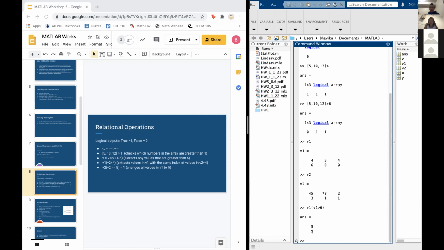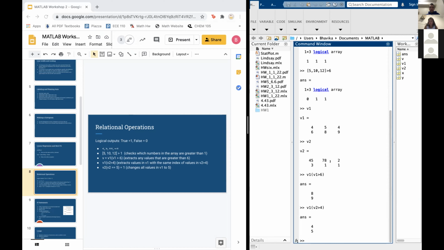You could also do this with a mix of matrices, so you could do V1, V2 is greater than like 4. If you did something like that, it would go to V2, look at values that are greater than 4 in V2, which in this case would be these 2 indexes, and then it would index those values in V1, so that's why it's outputting 4 and 5.